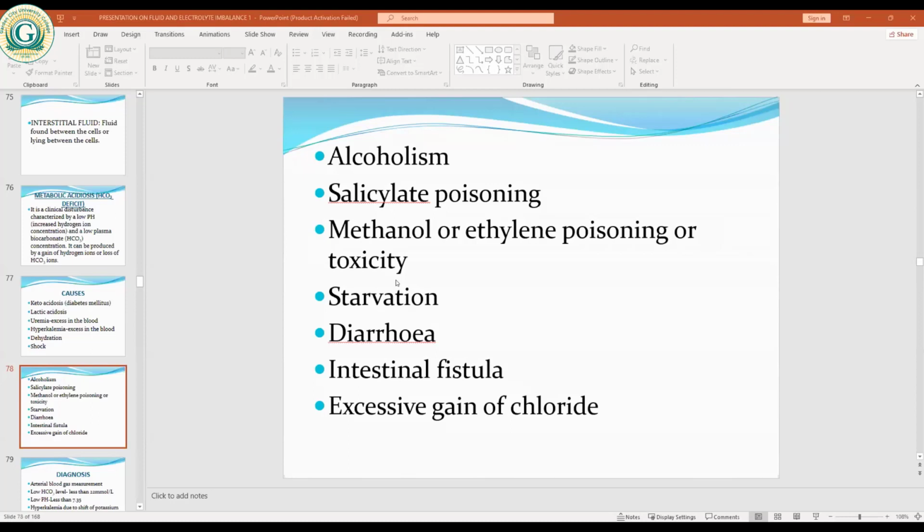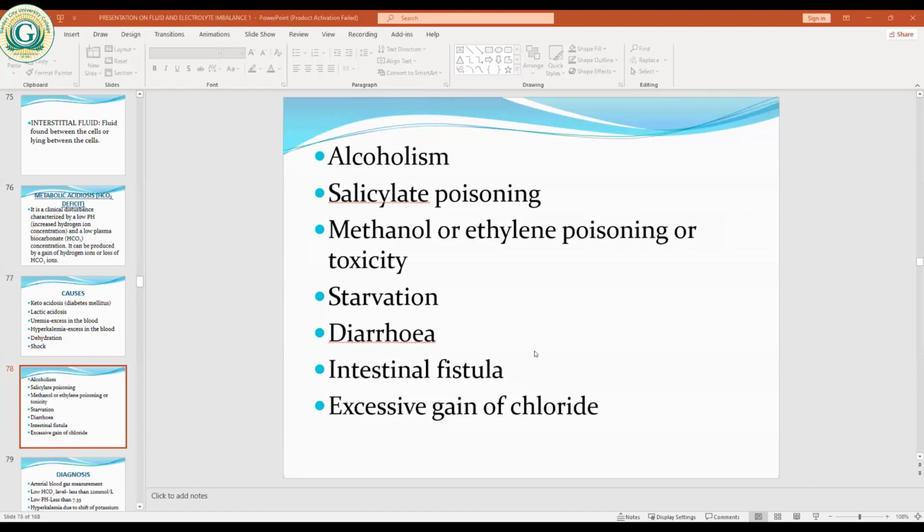Then we have diarrhea as a cause of dehydration. When there is severe diarrhea, there is dehydration, and when there is dehydration, waste is trapped in the circulatory system and definitely makes the body acidotic. Intestinal fistula: you lose fluids through the fistula, you become dehydrated, and it is a cause of dehydration.